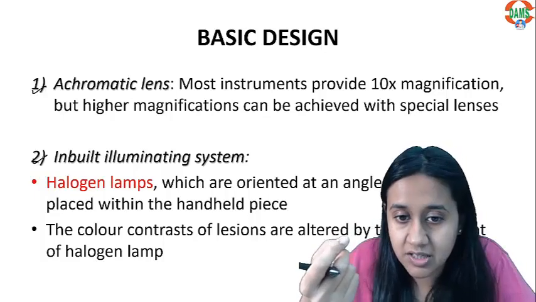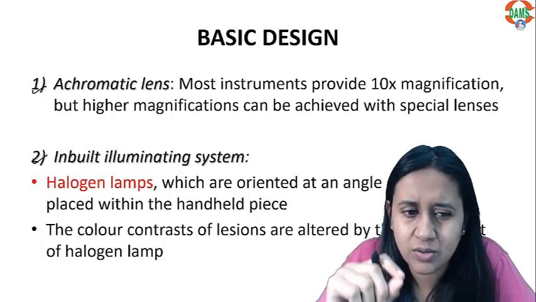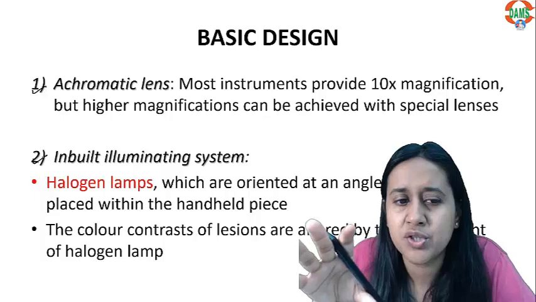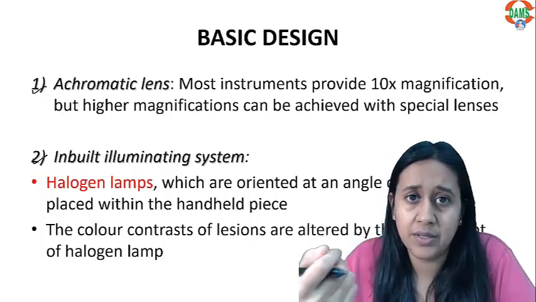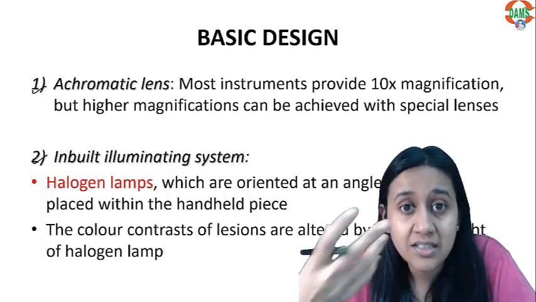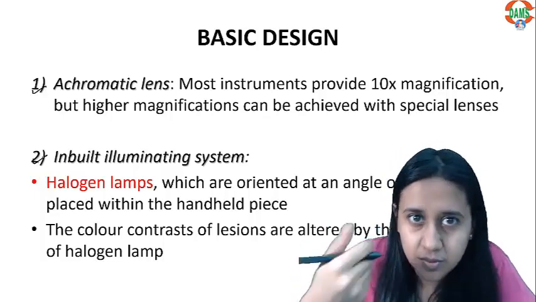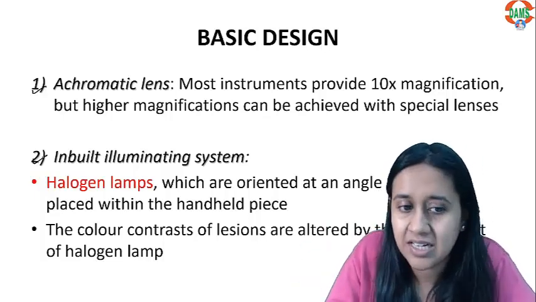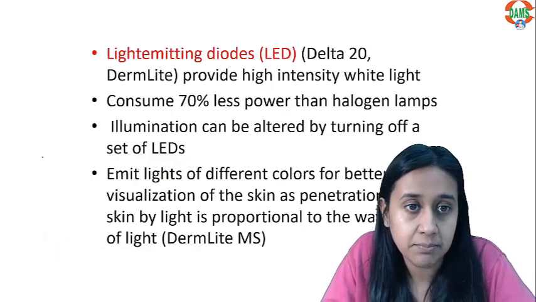The color contrast of the lesions is altered by the yellow light of the halogen lamp. So that is something which is not very acceptable nowadays. We don't want to see the lesion in a different color. It changes the contour also, it changes the appearance also. So that is a side effect with the halogen lamp.